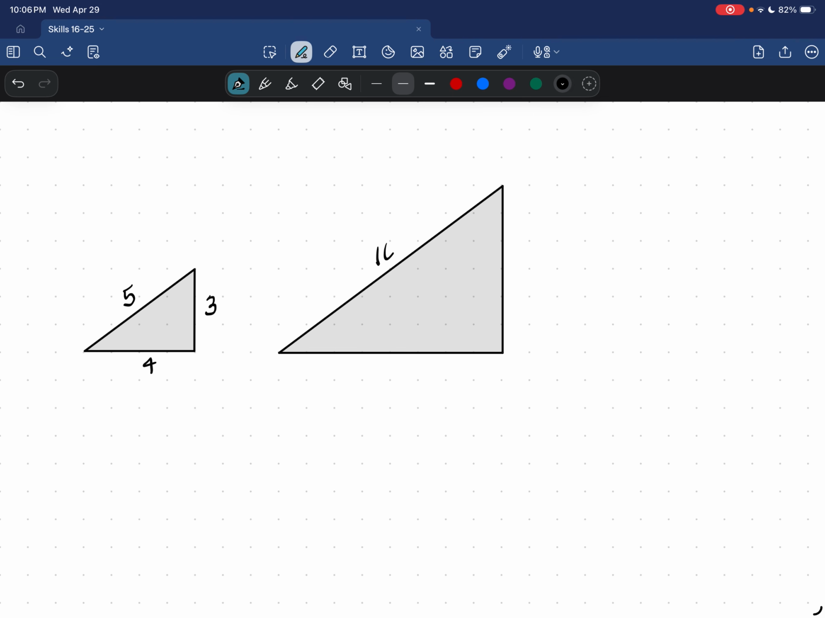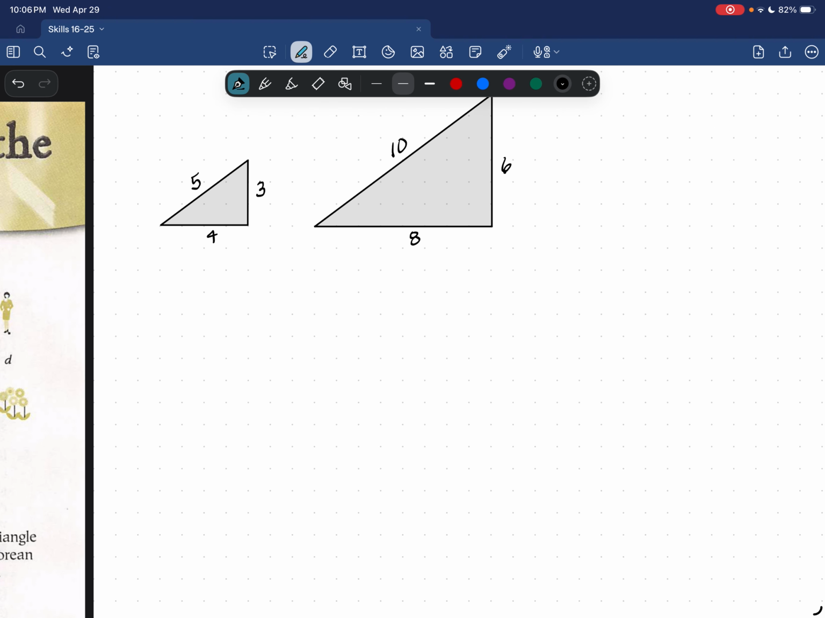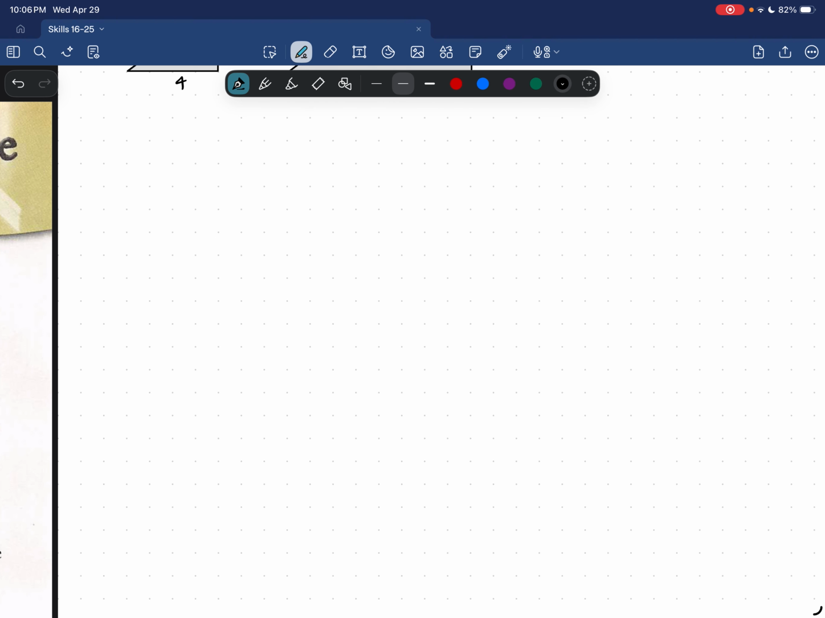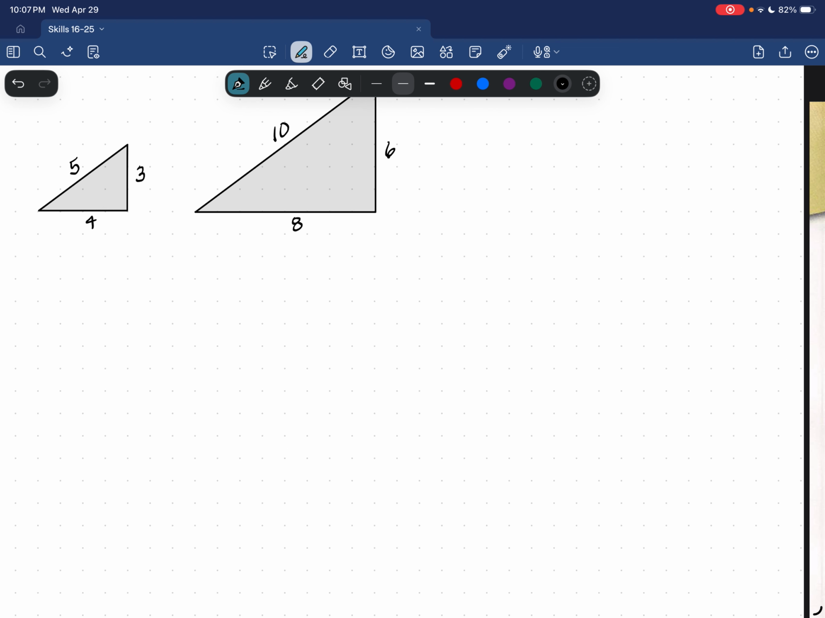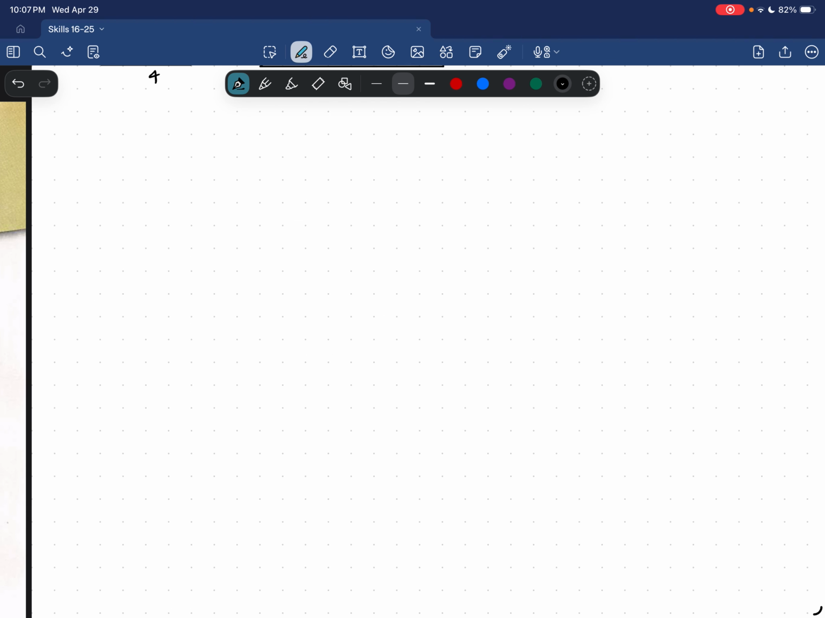So this was 10, this was 6, and this was 8. What does that remind you of? Remember those mama and baby triangles? I would need to do a 16, let me just do it this way.